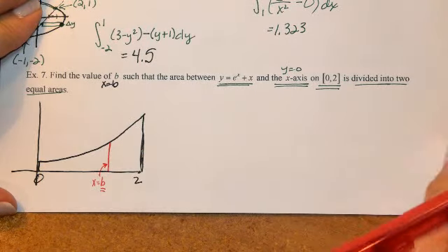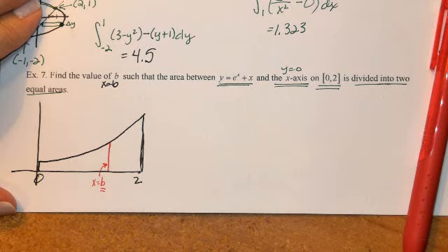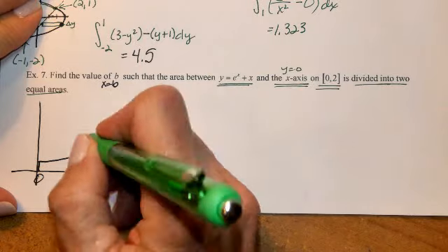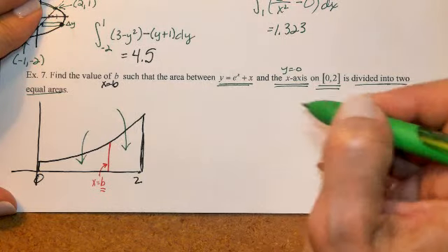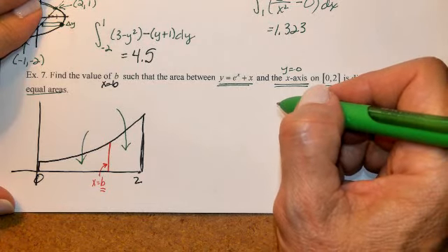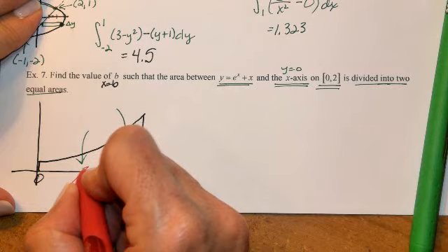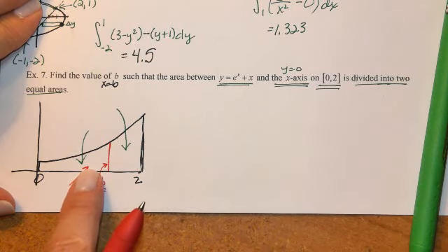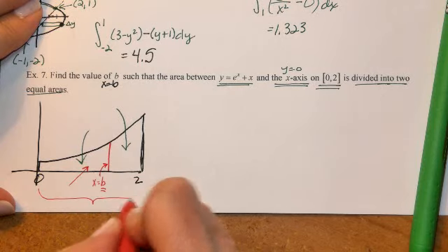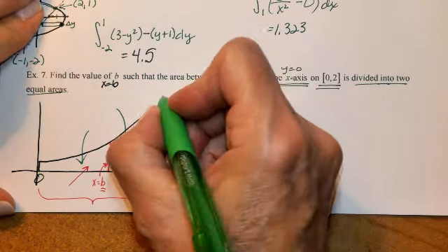Okay? So how can you do this? How can you do this? Well, I can find the area of this piece and set it equal to the area of that piece. That would work. Or I could write an equation and let that area equal half the entire area. That would work as well. Do you agree? Either one. I'm going to write them both.